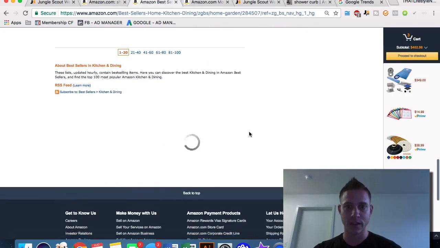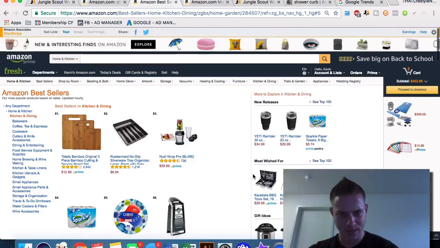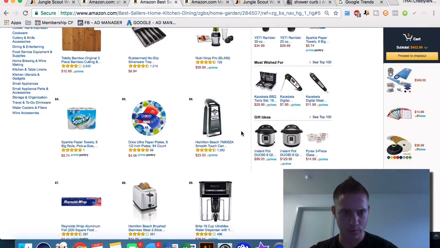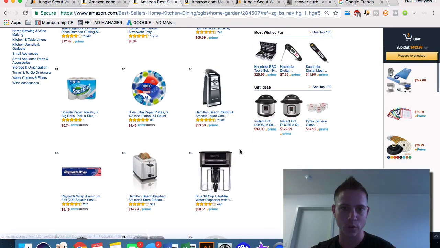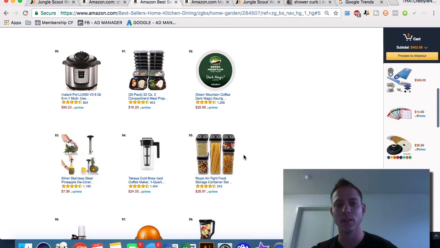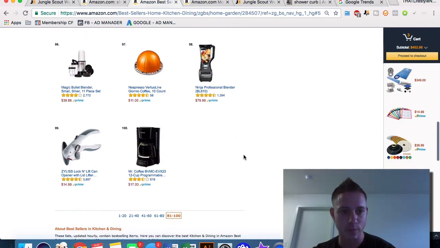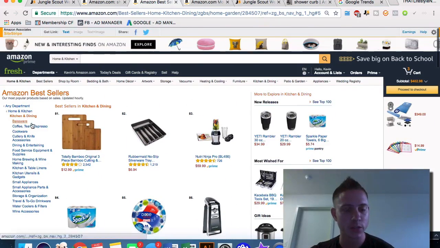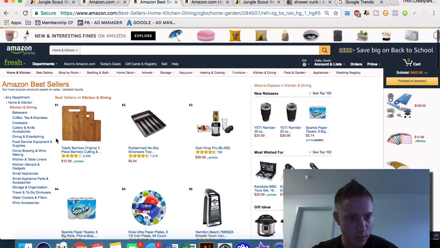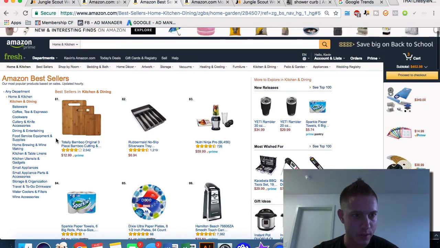So let's see if we can find anything interesting with few enough reviews. Paper plates, right? These are more like wholesale, not as much private label. People aren't necessarily caring about the brand of paper towels as much. So again, still too high. So let's go additional, one or two additional subcategories.